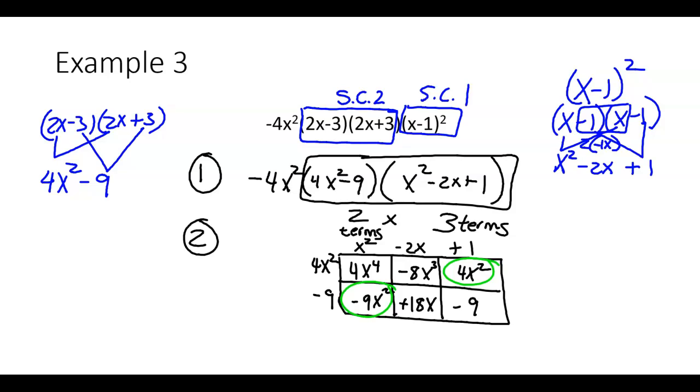So starting with my biggest term, I've got 4x to the 4th. And then the next biggest one is the negative 8x cubed. And then we have our squares. I'm just going to combine those together now. Negative 9x squared and positive 4x squared would be negative 5x squared. You just add negative 9 and 4 together. You keep the x the same because that's how you add like terms. Then we have the 18x.